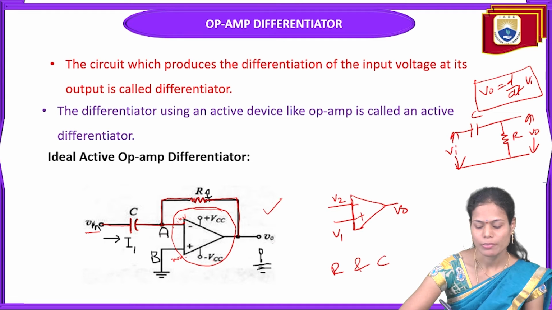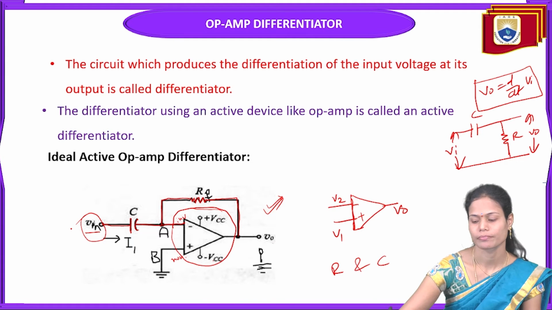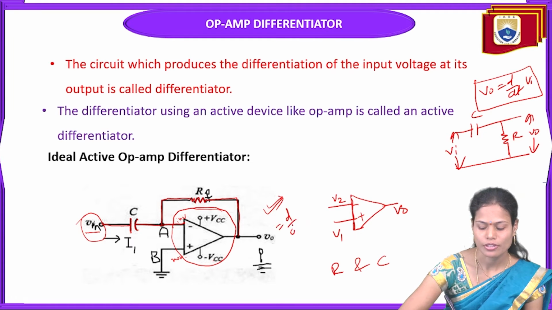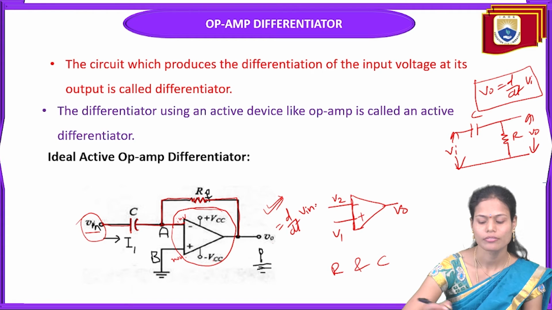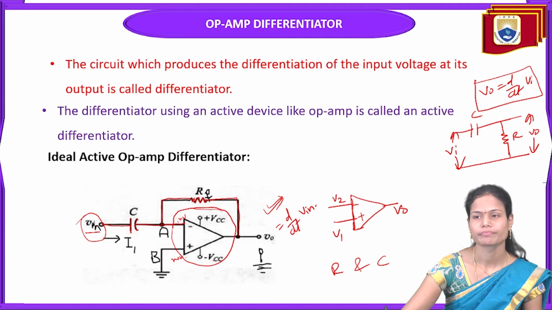The basic function of this circuit is to provide the differentiation of whatever input signal we are providing here. So V0 equals the differentiation of Vin we will get here. How it is providing that, from the analysis we'll see now.